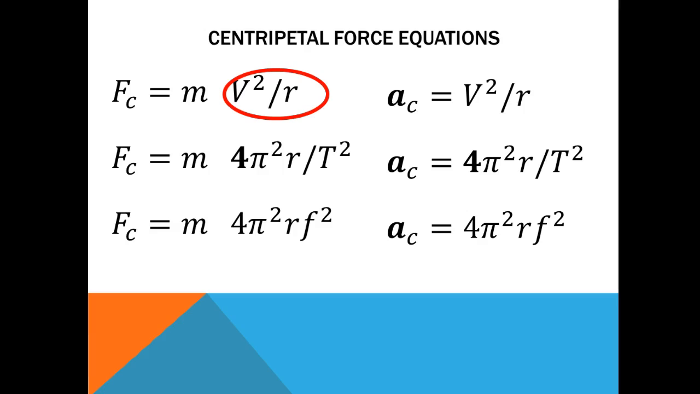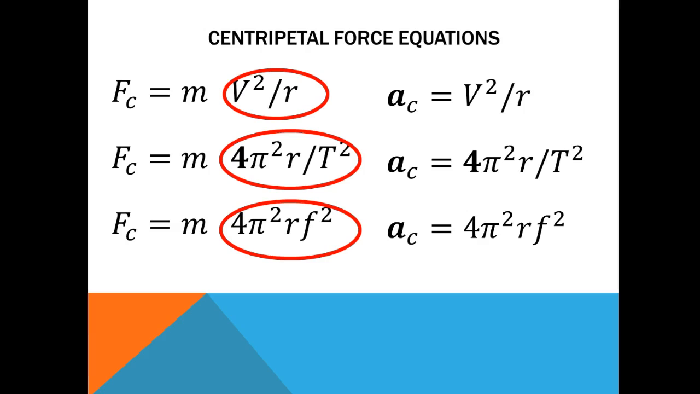If I'm dealing with the frequency, I'm going to find acceleration by doing 4 times pi squared times r times frequency squared. These are all just the portion of the formula for the centripetal force that doesn't involve the mass. So if I know the acceleration, I can multiply by mass to get the force. That's a shortcut moving forward.